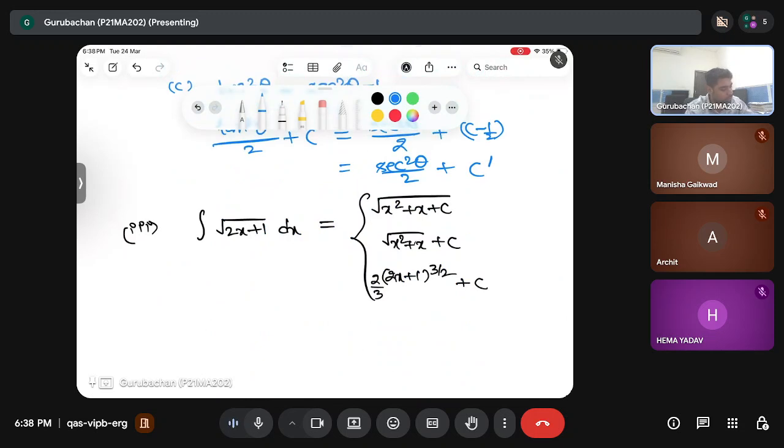Now what about this one, this part? What is the differentiation of x square plus x plus constant?